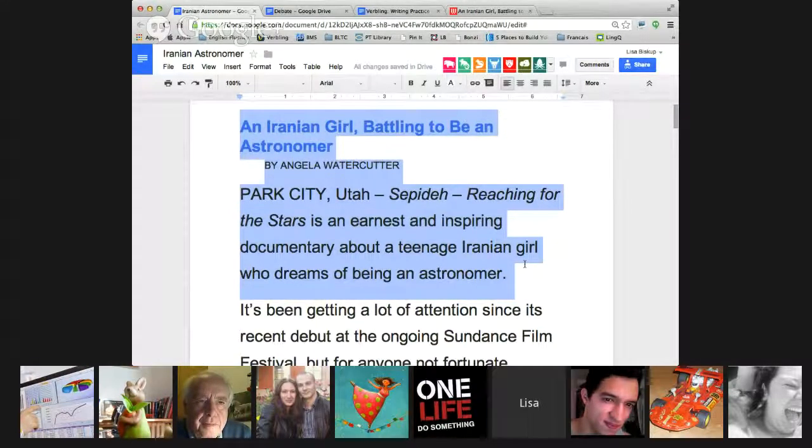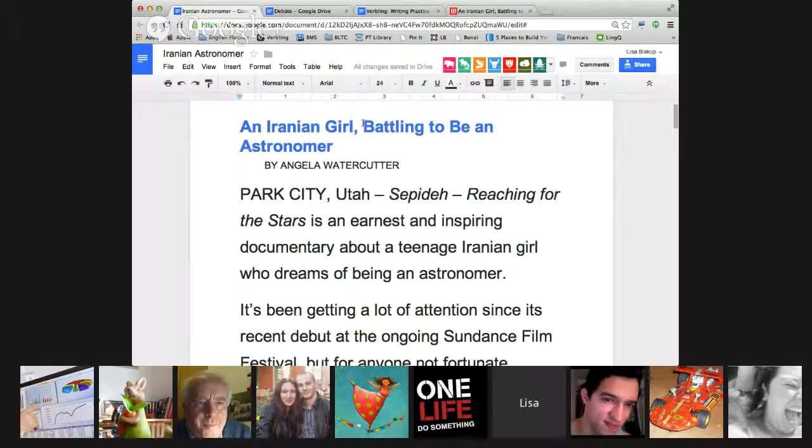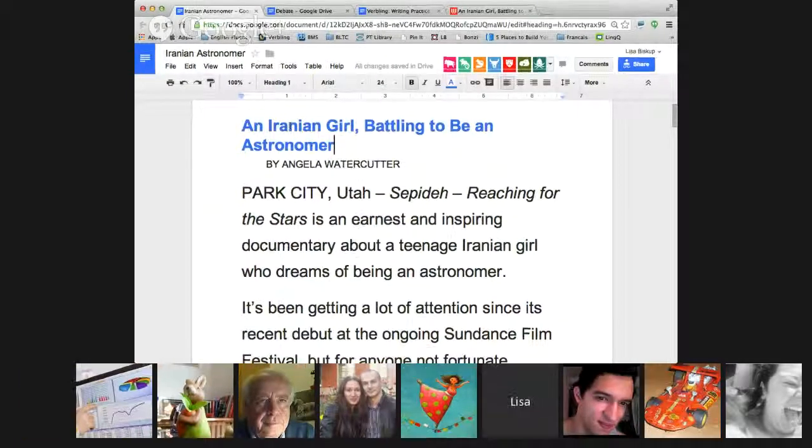astronomer. Okay, good. So a couple things here. Battling to be. So the word battle or to battle is a verb, means to fight. So she's from Iran. In the United States, we say Iran and Iran. So both of those, you would know what we're talking about, even though we say it differently. And so she lives in a country that I guess doesn't allow girls and women to do just anything they want. So she's battling to be. So she's fighting to be. To battle is to fight.